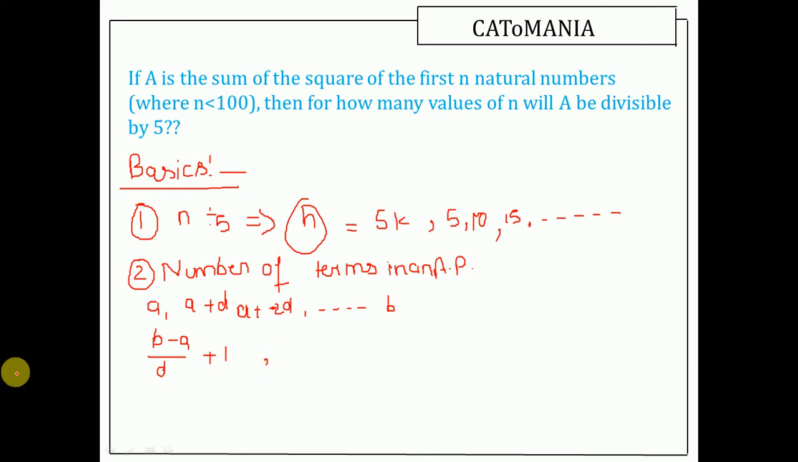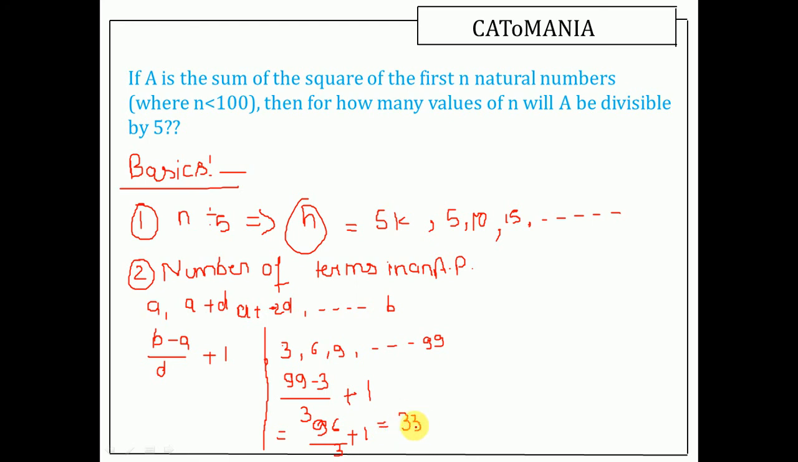Suppose we take an example. The first AP is 3, 6, 9, and it continues to 99, and we have to find the number of terms in this AP. We can directly do (99 minus 3) divided by 3, plus 1. 99 is the last term, 3 is the first term, and 3 is the common difference, since 6 minus 3 is 3 and 9 minus 6 is 3. In this case it will be 96 by 3 plus 1, and that equals 33.